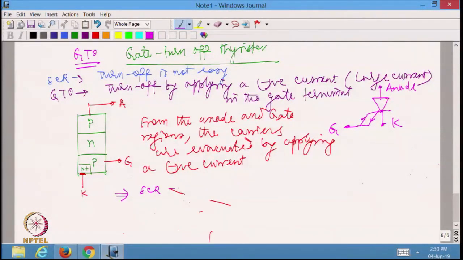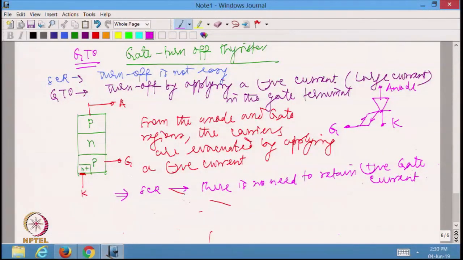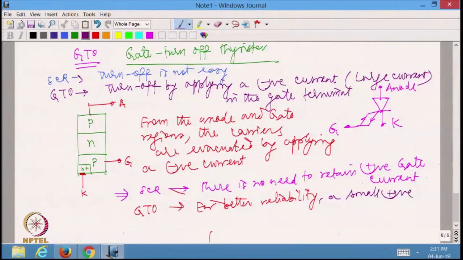One major problem we face with GTO is that even after turn on, in SCR there is no need to retain the positive gate current, right. Once you give the gate current, it will just remain on. After that you do not need to give the gate current, but in GTO, if I want better reliability, at least a small positive gate current has to be retained.